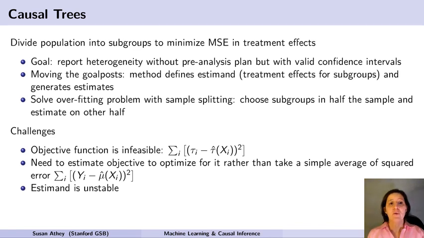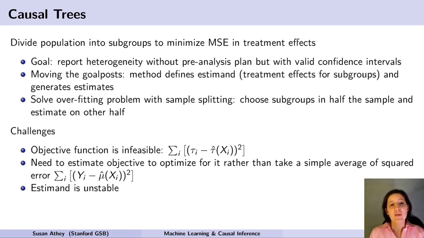It's designed to allow us to do things like report heterogeneity in treatment effects without a pre-analysis plan, but with valid confidence intervals afterwards. Now, something that's going to be special about causal trees is that it's going to try to come up with a data-driven way to estimate treatment effect heterogeneity, but it's still going to come up with a small number of estimated parameters, small relative to the size of the data. So we can think of this as a form of moving the goalposts.